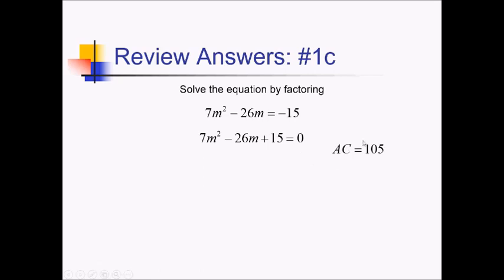Now I need factors of 105 that add up to negative 26. Since this is a positive that they multiply to and they add up to a negative, that means they must both be negative numbers. So let's go through factors of 105. Let's see here.